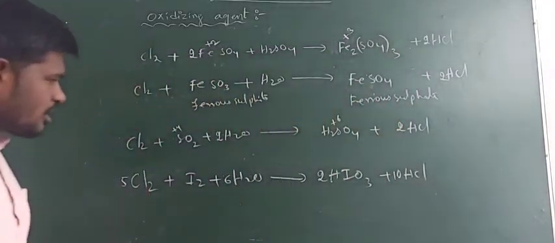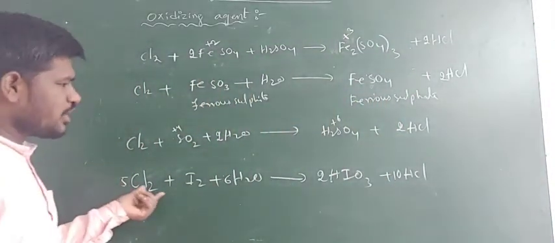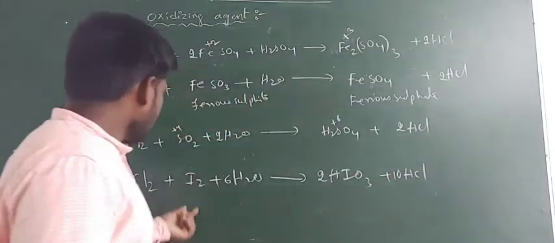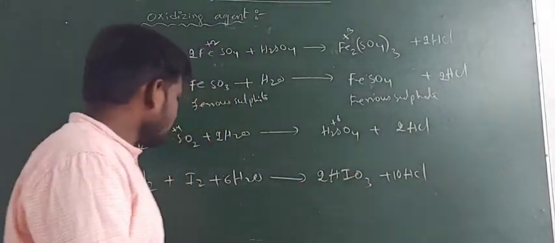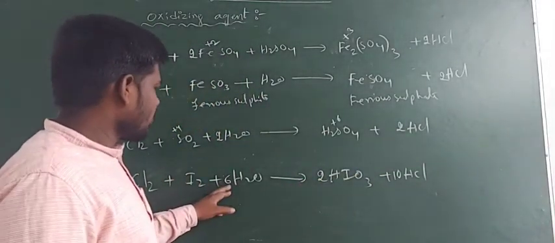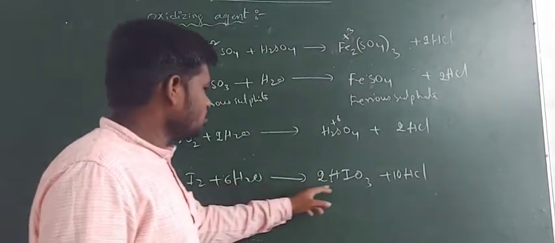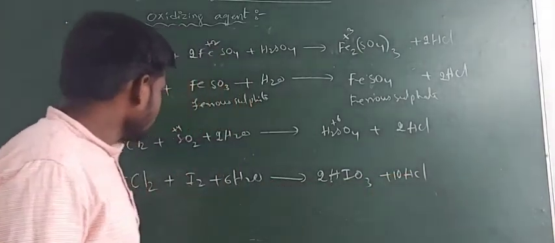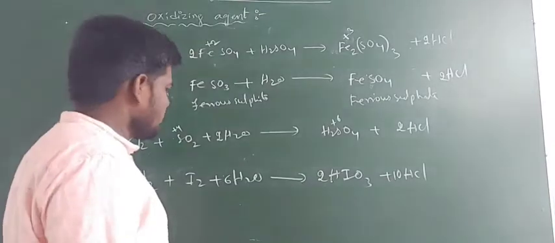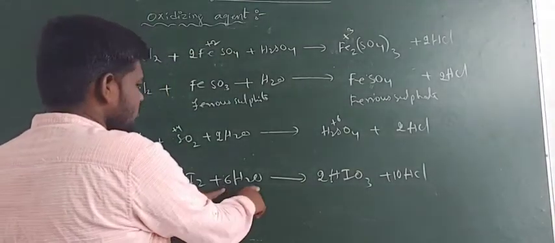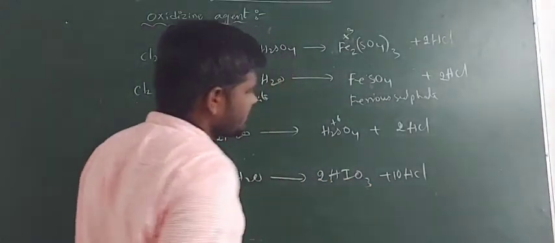Now let us count the number of atoms on both sides. 10 chlorine atoms are there. 2 iodines, and here also 2 iodines. The number of hydrogens is 12, that is 2 and 10, so 12 present. The number of oxygens is 6, and 2 into 3 is also 6.